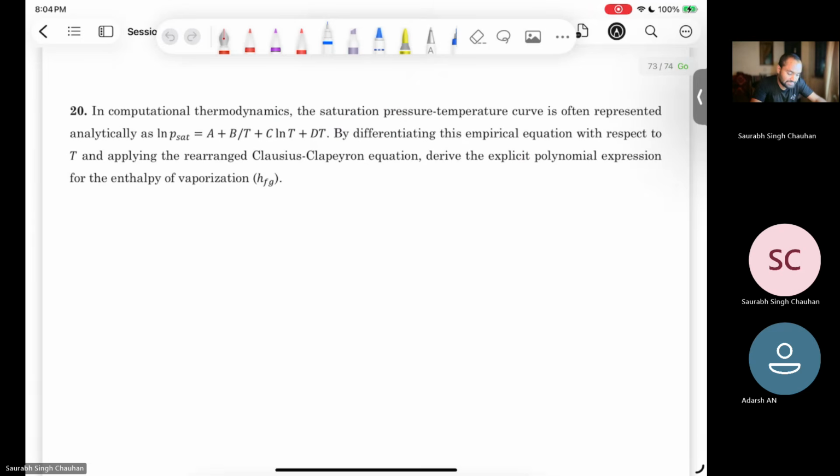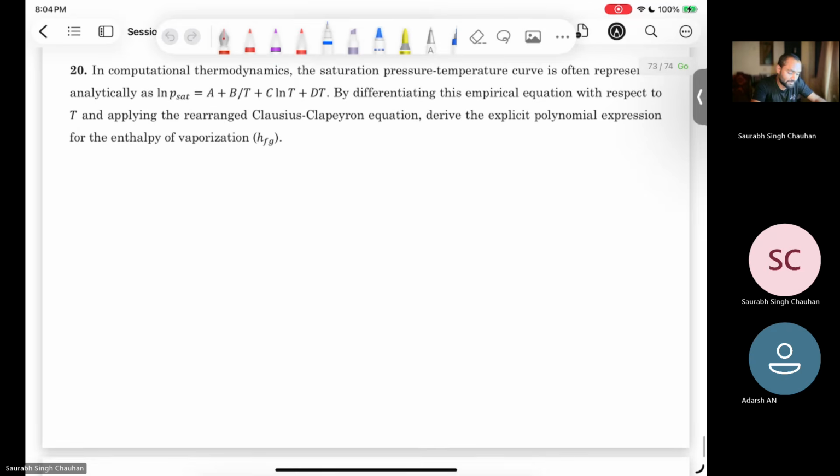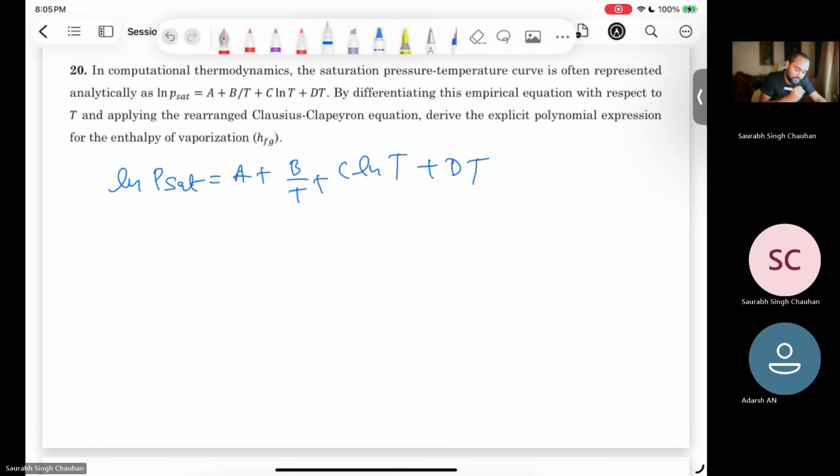Next question. In computational thermodynamics, the saturation pressure temperature curve is often represented analytically as ln P saturation is equal to A plus B by T plus C ln T plus D T. These A, B, C, D are some constants. By differentiating this empirical equation with respect to T and applying the rearranged Clausius-Clapeyron equation, derive the explicit polynomial expression for the enthalpy of vaporization. So we have to differentiate this equation with respect to T.